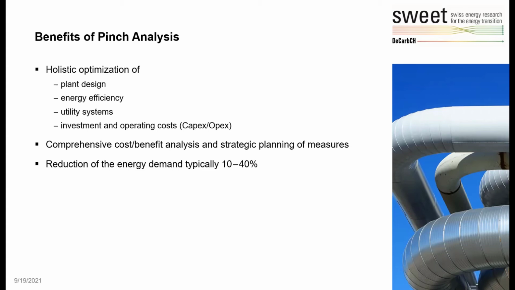Finally, results have shown the reduction of energy demand to be typically between 10% and 40%, depending on the type of process, ranging from the more mature, from an energetic perspective, of continuous processes over the last decades through to more recent work in non-continuous processes and batch processes of 40%.